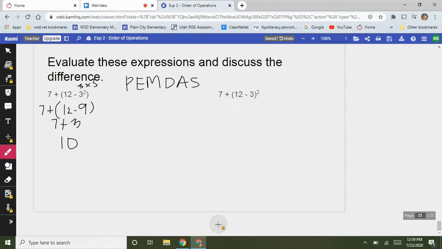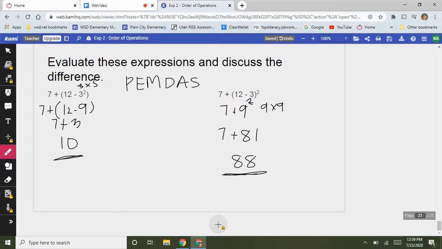Let's look at the other one. So parentheses, yes. 12 minus 3 is 9. I've done everything inside, so I can drop them. But what I haven't used, I still have that squared up there. So order of operations, parentheses are done. I move to exponents. 9 squared, which means 9 times 9, so 81 plus 7 gives me 88. So one says 10, one says 88.